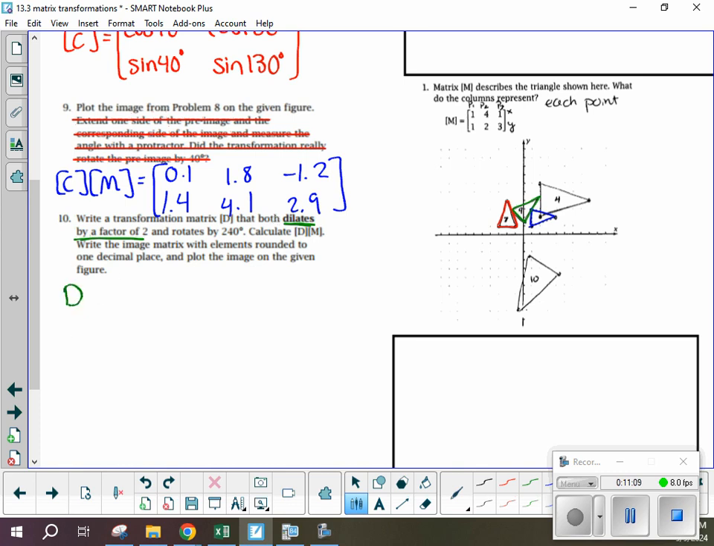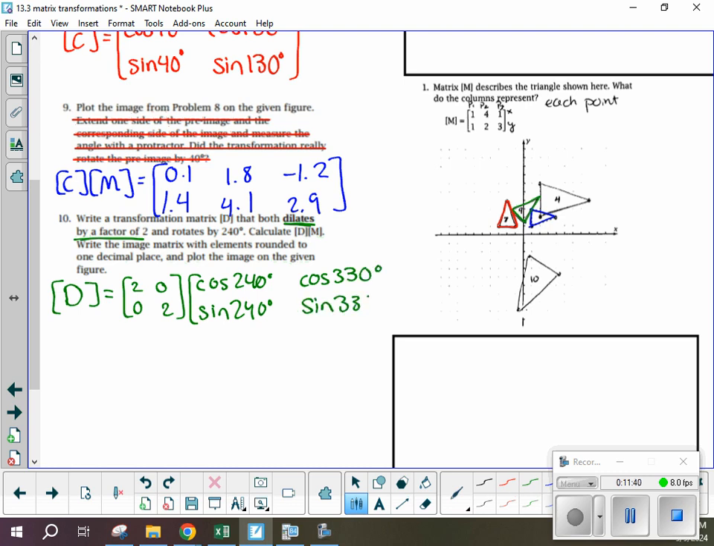Actually, I do need to show you something here. Just watch my screen for a second. You don't necessarily need to write this one down. If we did these individually, we took a dilation by a factor of 2, which would look like that. Notice that's like the identity, but it's 2's instead of 1's. And then we took the matrix that does the rotation. So I'd have cosine of 240 and sine of 240 in my first column. And then remember, you're just adding 90 degrees to that. So I've got cosine of 330 and sine of 330.